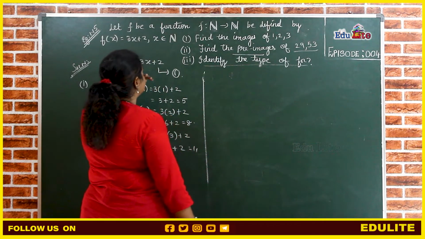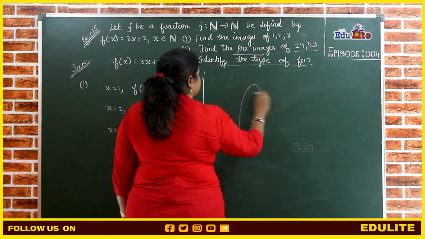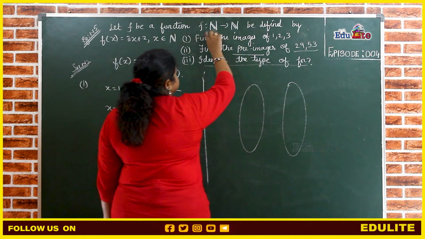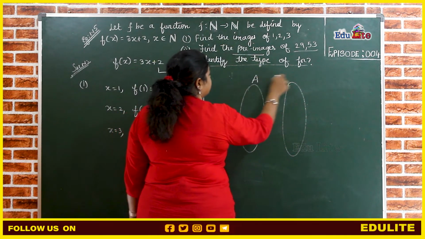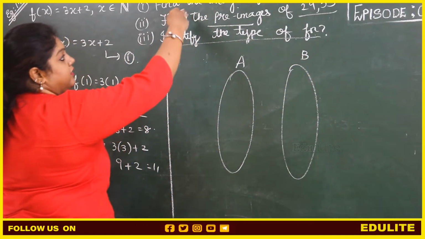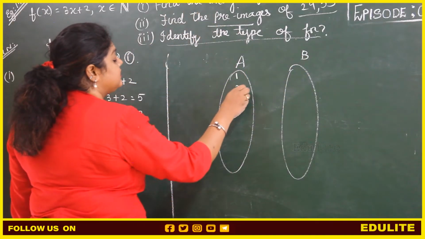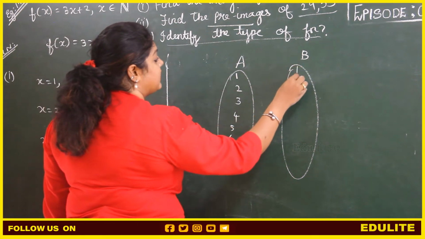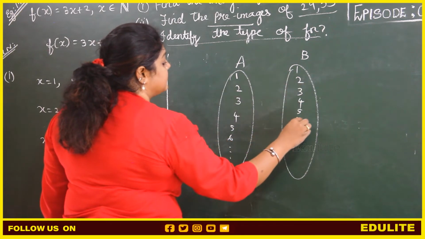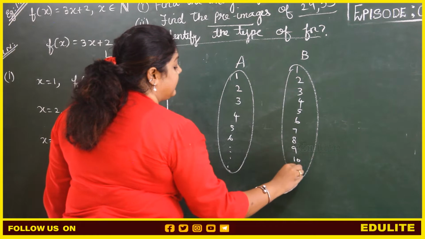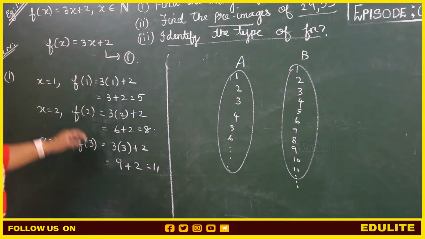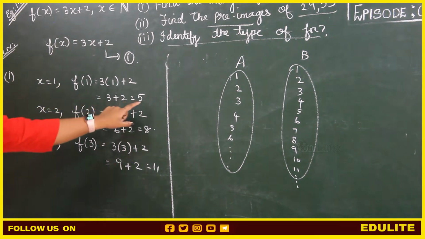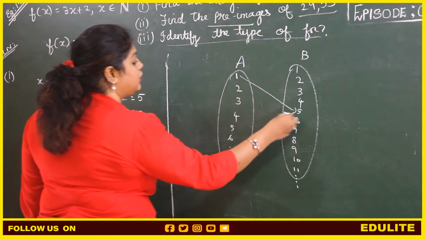To identify the type of a function, we should write the two sets. We are given that f is a function from a natural number to another natural number, which means set A is also natural numbers, and set B is also natural numbers. Natural numbers start with 1, 2, 3, 4, 5, 6, and it goes on. Similarly, B should also be filled as 1, 2, 3, 4, 5, 6, 7, 8, 9, 10, 11, and it goes on. We already found the values of x: when I put x equal to 1, I got the value as 5. So 1 is mapped to 5.